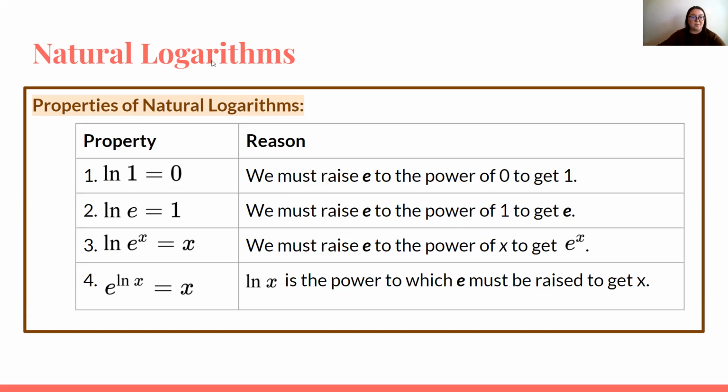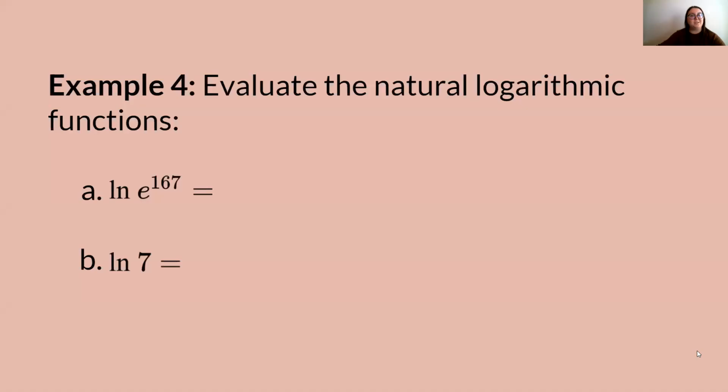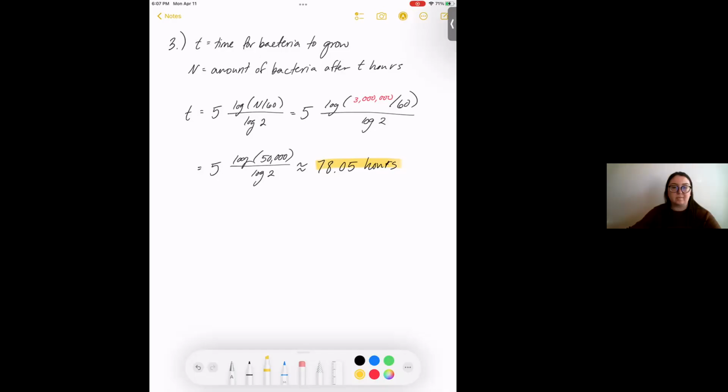All right, so these are all of our properties of natural logarithms. We're going to go ahead and do our last example. So example 4, we're going to evaluate the natural logarithmic functions. A, we have the natural log of e to the power of 167, and for part B, we've got the natural log of 7. So I'm going to head over to our notes to do this last example.